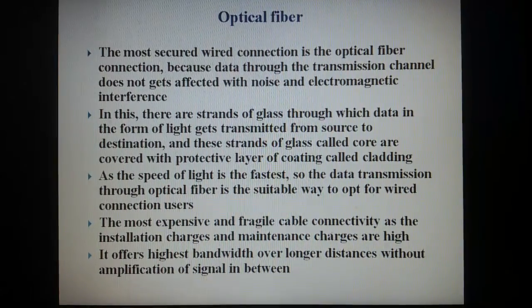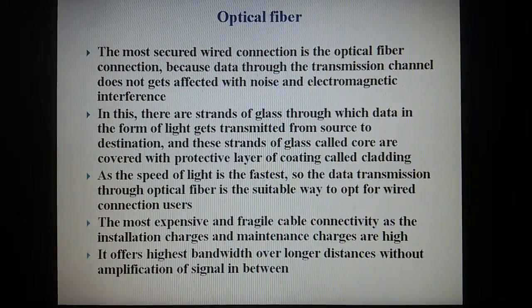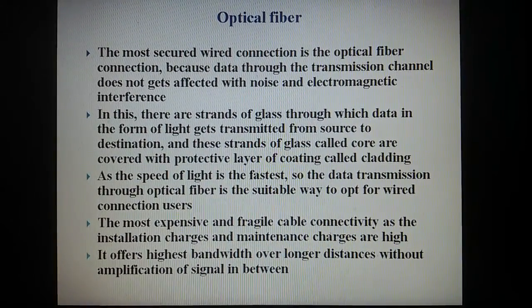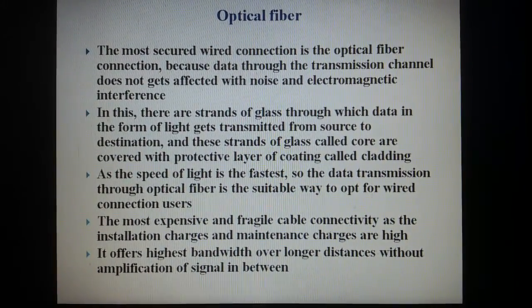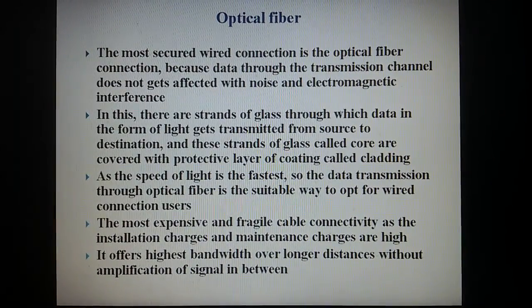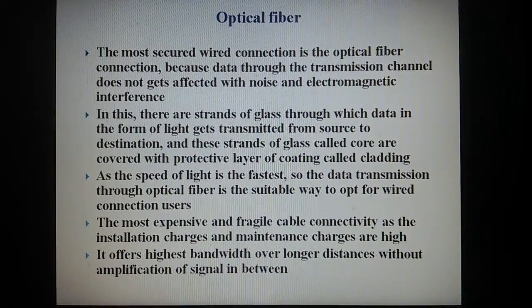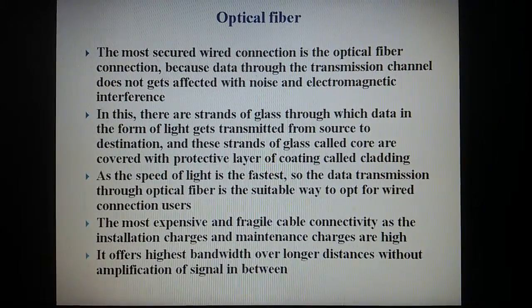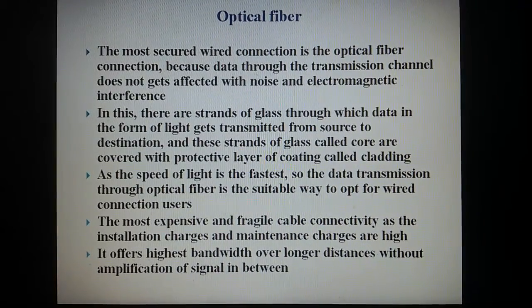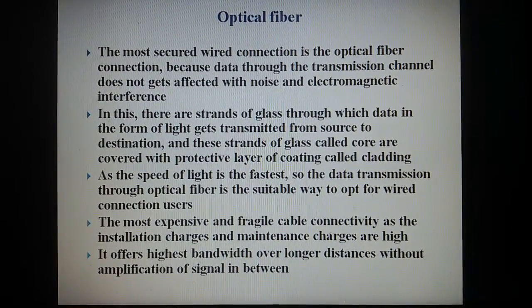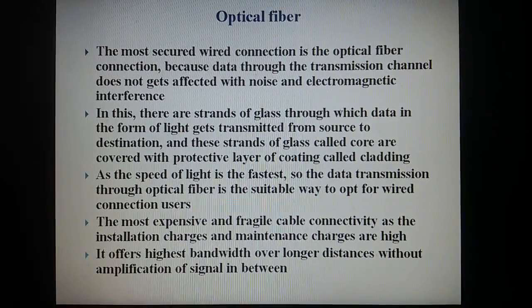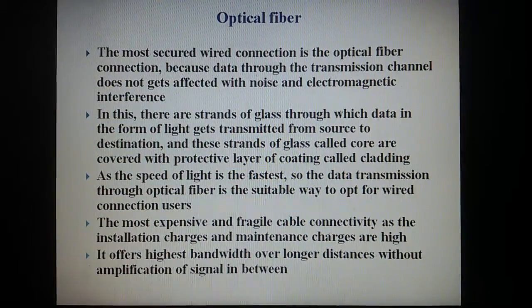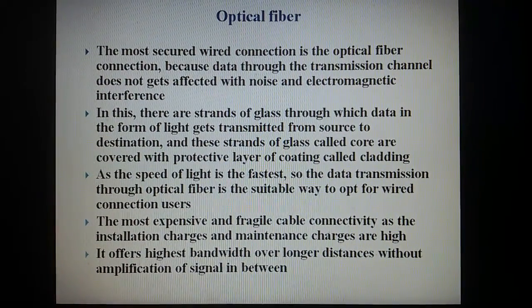Optical fiber cable. The most secured wired connection is the optical fiber connection, because data through this transmission channel does not get affected by noise and electromagnetic interference. In this, there are strands of glass through which data in the form of light gets transmitted from source to destination, and these strands of glass, called the core, are covered with a protective layer of coating called cladding. As the speed of light is the fastest, data transmission through optical fiber is the suitable way for wired connection users.